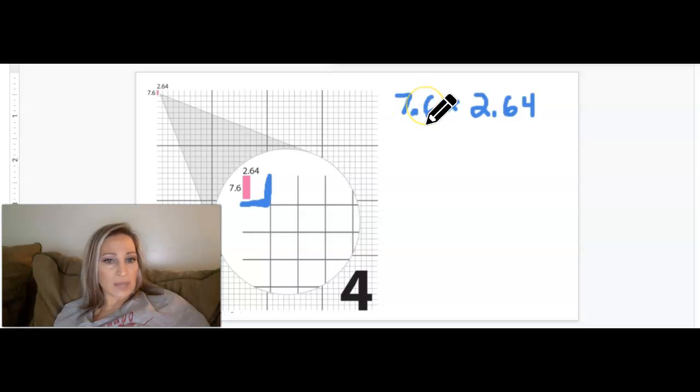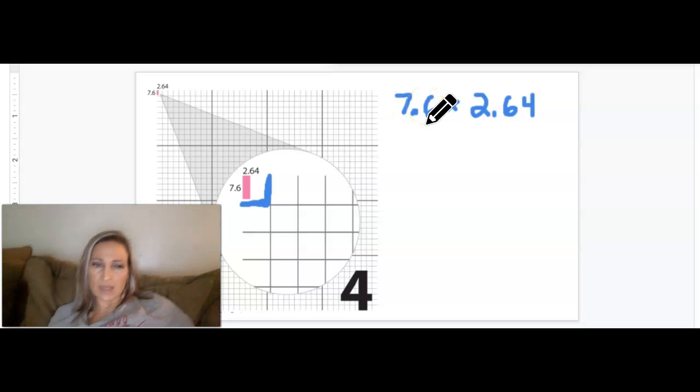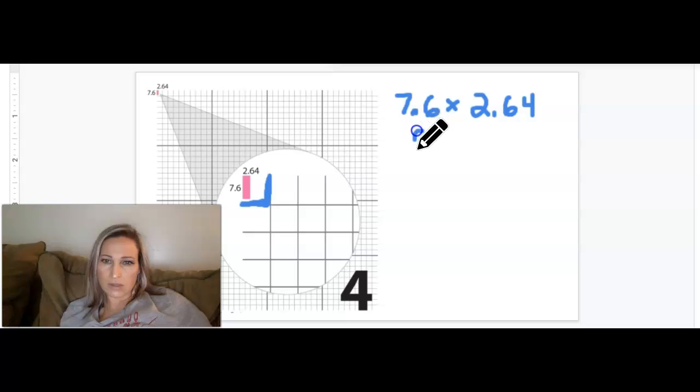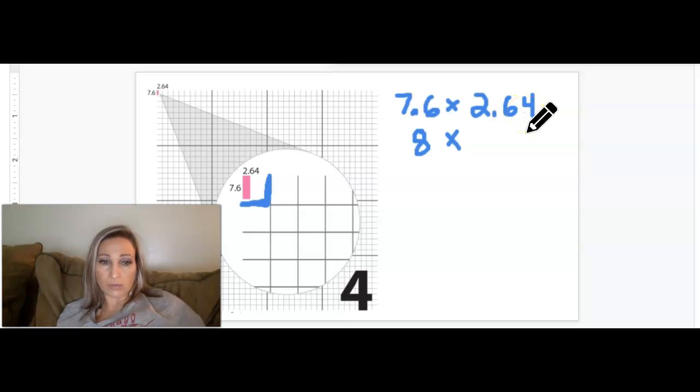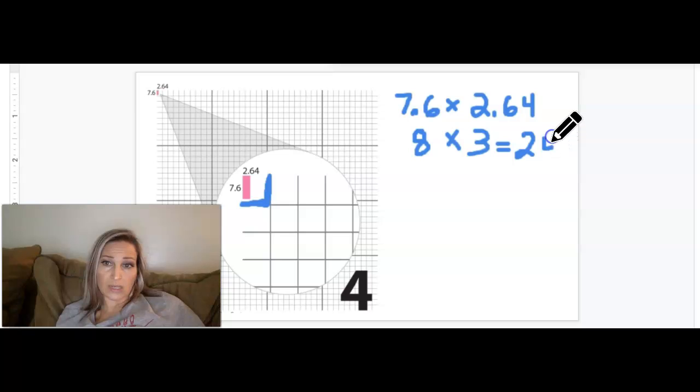So 7 6/10, we've talked about this previously, is close to 8. So we'll say that this is about 8. And 2 6400, well, you can round that up to 3. So a good estimate would be 8 times 3, which is 24.